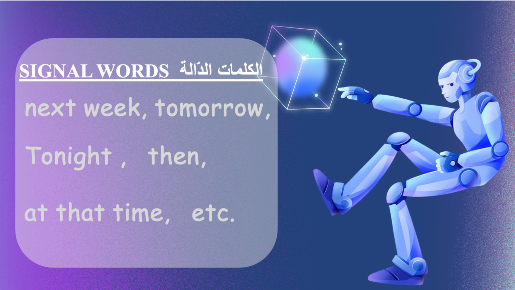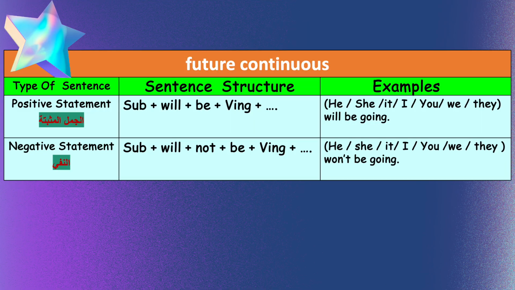What are signal words for the future continuous? We often use time expressions such as next week, tomorrow, tonight, then, at that time, etc. And now, here's an overview of the positive, negative, and interrogative of the future continuous tense in English. For positive statement, start with subject, will be, plus verb ing and the rest of the sentence. For negative, just add not between will and be.